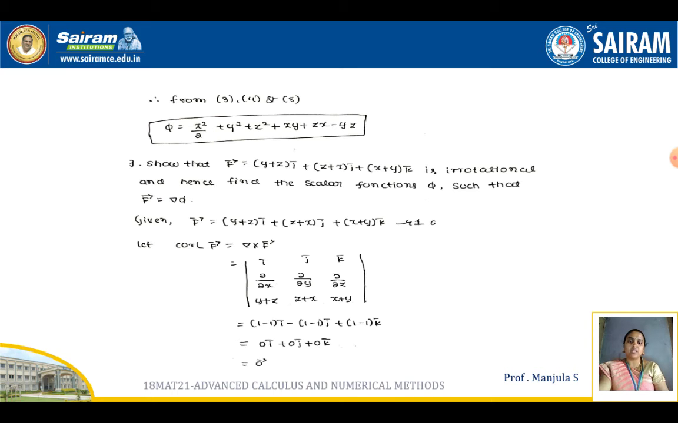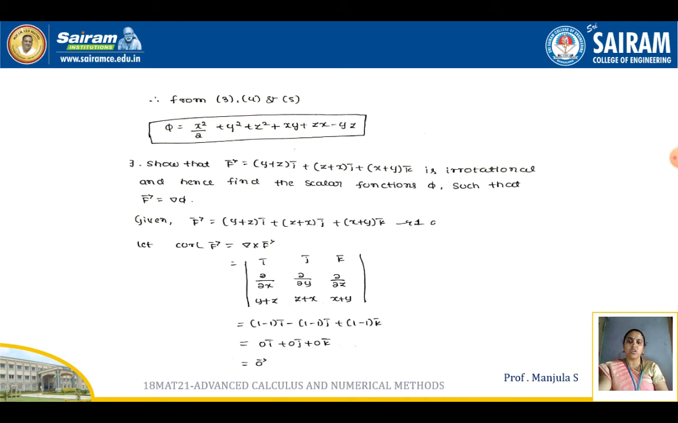In the first row it is fixed, that is i cap, j cap, k cap. And the second row will be ∂/∂x, ∂/∂y, ∂/∂z. And in the last row, the coefficients of vector f we have to substitute, that is y plus z, z plus x, x plus y. Now we'll go for expansion of this curl f.